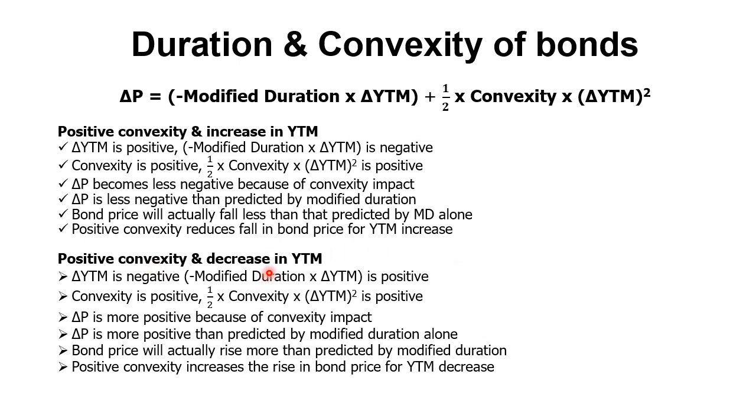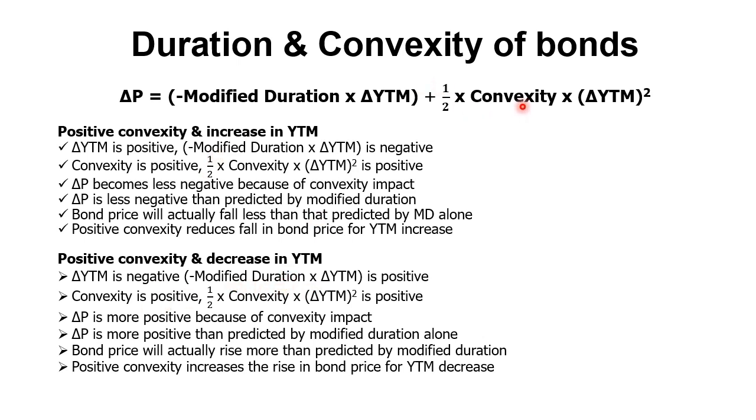Let's take the case of positive convexity and a decrease in YTM, that is the yield falls. If the YTM decreases, delta YTM will be negative. Therefore, the first term on the RHS, the duration impact, which is equal to minus modified duration into delta YTM, will be positive. We are multiplying a negative number with a negative number, so we'll get a positive number.